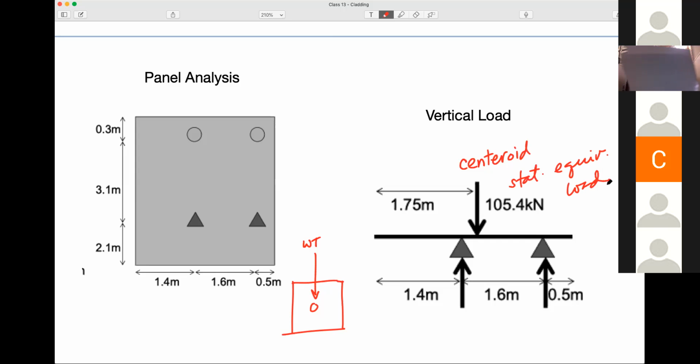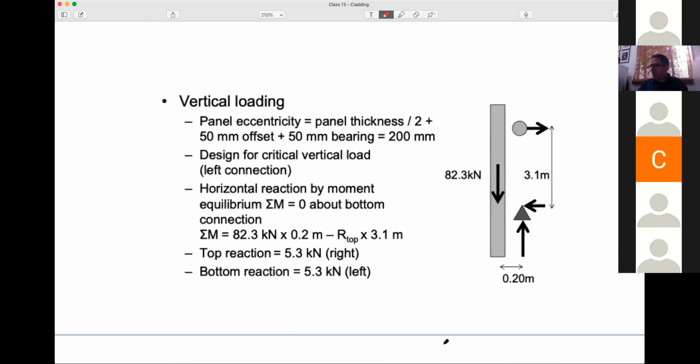So we've got this statically equivalent point load, and that creates the reactions from the bearing. Very simply, it's just like a beam analysis here. So here's one support, and there's the other support. So a force and a force, and you could solve for those using statics. All right, vertical loading: this is mass times vertical acceleration, whatever that design acceleration is.